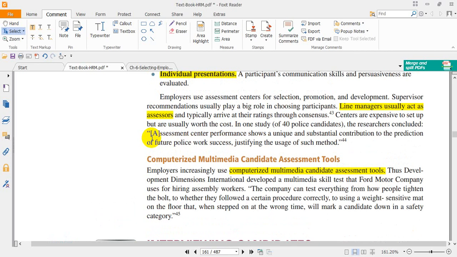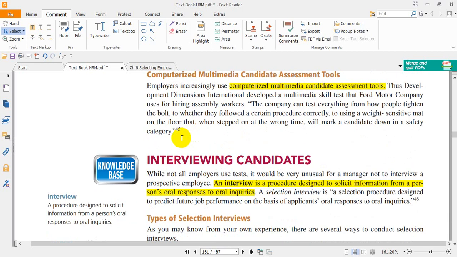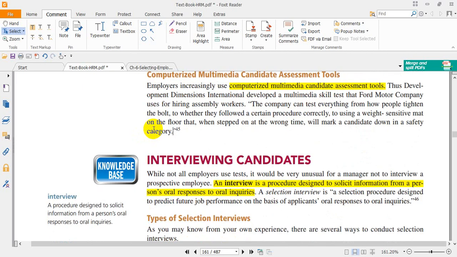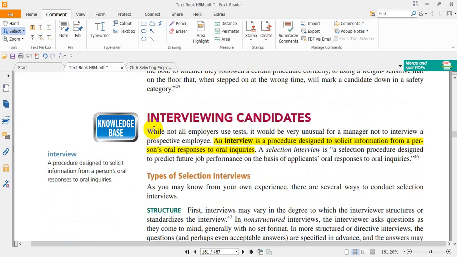Okay, that's all for the selection tests or the types of tests. We explained many types of selection. Now let's move on to the interview, or interviewing candidates.